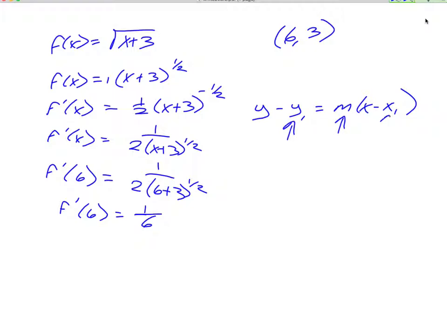So all I have to do is plug into those 3 spots. So I need y minus my y value. What is the y value in this problem? 3. We just figured out that my slope was 1/6. And then I need x minus my x value, which is 6. That is a perfectly acceptable equation of a line. I know you have been brainwashed to solve it for y. You do not have to do that. There is nothing wrong with that.